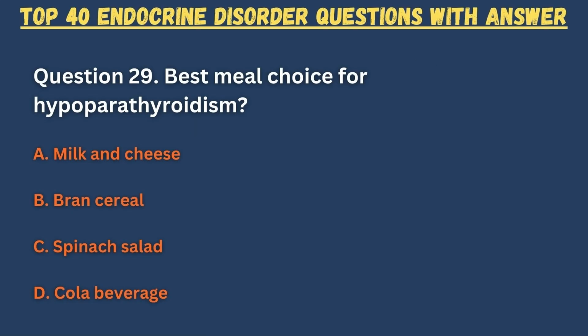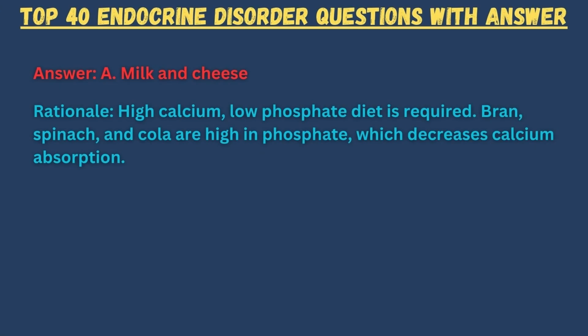Question 29. Best meal choice for hypoparathyroidism? A. Milk and cheese. B. Bran cereal. C. Spinach salad. D. Cola beverage. Answer. A. Milk and cheese. Rationale. High calcium, low phosphate diet is required. Bran, spinach, and cola are high in phosphate, which decreases calcium absorption.